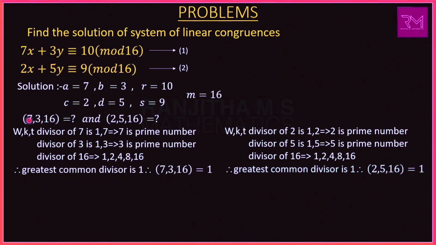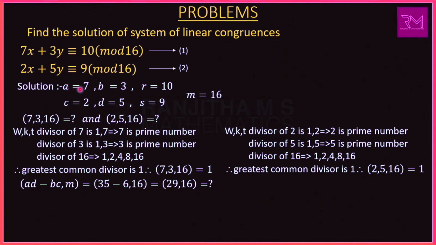Here we have verified that the GCD of 7, 3, 16 is 1 and also the GCD of 2, 5, 16 is equal to 1. Also, we have to verify the condition, that is, the GCD of AD minus BC comma M must be equal to 1. So we have to take the multiplication of A and D minus the multiplication of B and C. We know that A is 7, B is 3, C is 2 and D is 5.